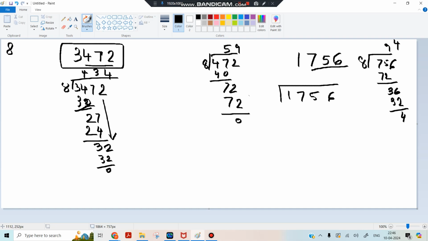Let's check it out. You can do it with me. 8 2s are 16. 1 is your remainder. 8 1s are 8. 7 is your remainder. 76. 8 9s are 72. 4 is the remainder. So this number is not divisible by 8 because the number formed by the last 3 digits is not divisible by 8. Okay. Now let's check 9 and 10.